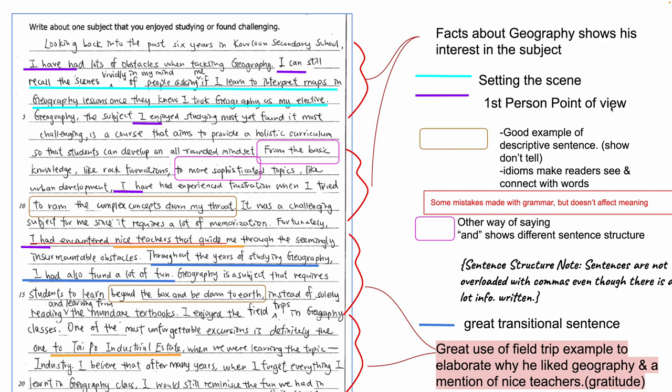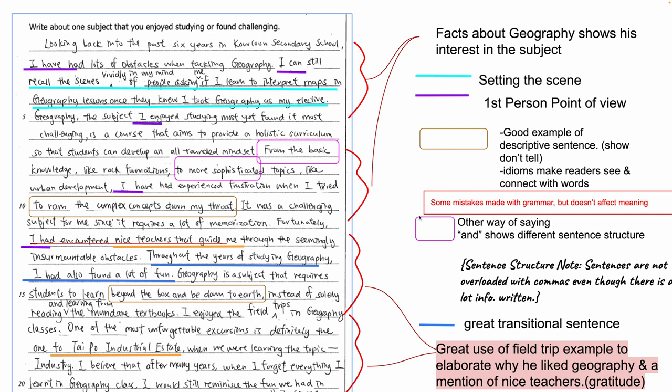Okay, so lots of first-person points of view here. "I," all underlined in purple. And then next is a good example of a descriptive sentence here. Show, don't tell. So take a look. "To ram the complex concepts down my throat." So this is completely exaggerated, but again, it keeps things interesting for writing. Okay. Idioms make readers see and connect with the words, "beyond the box" and "down to earth." Okay, so again, use some idioms, use some literary devices to keep your sentences more enjoyable.